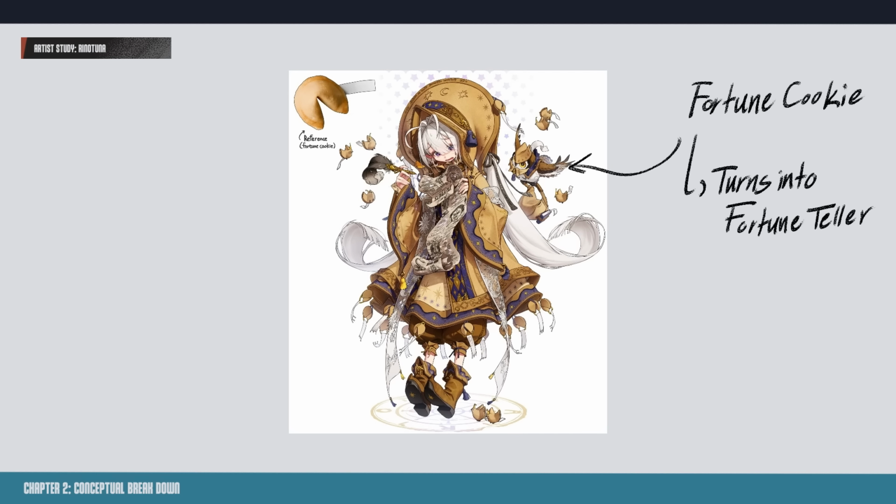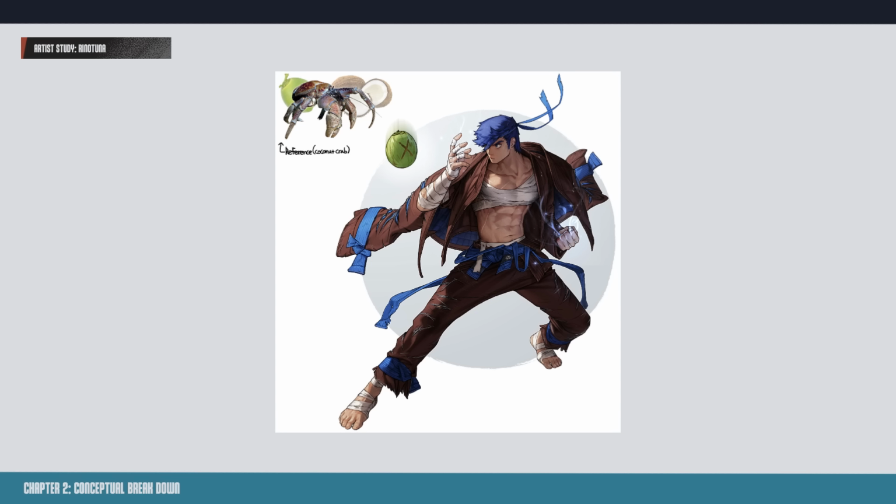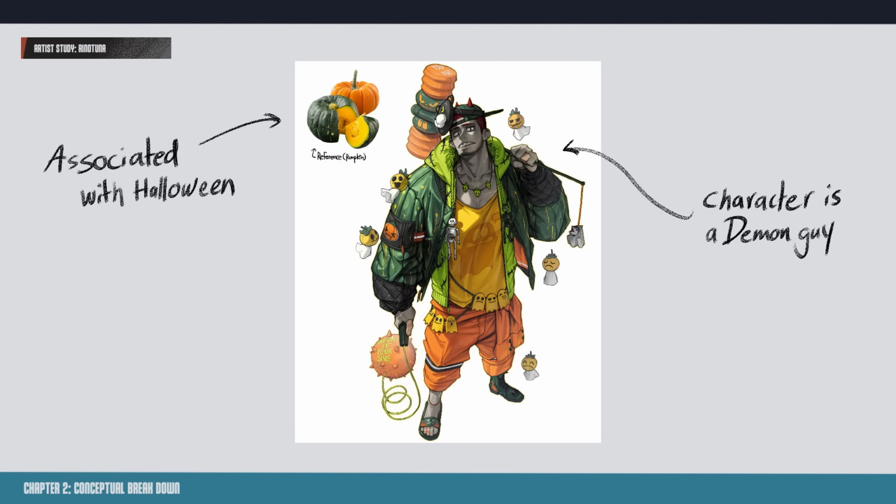I really like this example with the fortune cookie that he turns into a fortune teller. Or this one with the coconut crab, where due to his extremely strong claws, he turns him into a martial artist that is practicing on coconuts. Pumpkins are associated with Halloween, so this character design is a demon guy with many Halloween references.